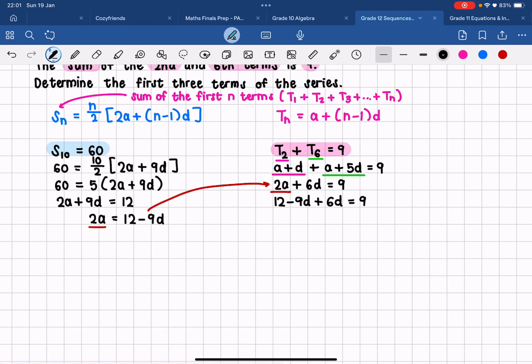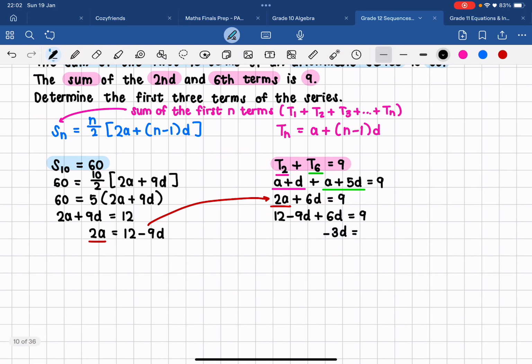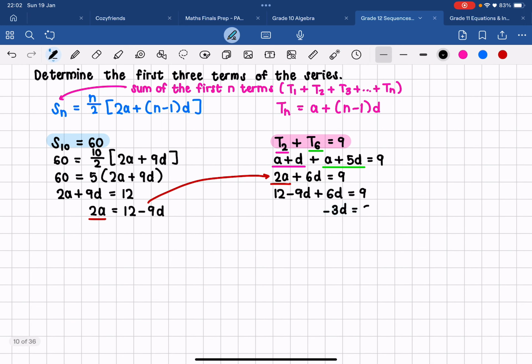Now you can see that I have gotten rid of A, which obviously is the whole point of doing simultaneous equations. So I have negative 9D plus 6D. That is negative 3D, and I have 9. If I take this 12 over to the other side, 9 minus 12 is, oh sorry, negative 3 actually. I was distracted by the thing in blue flashing there. So D is equal to, let's see.